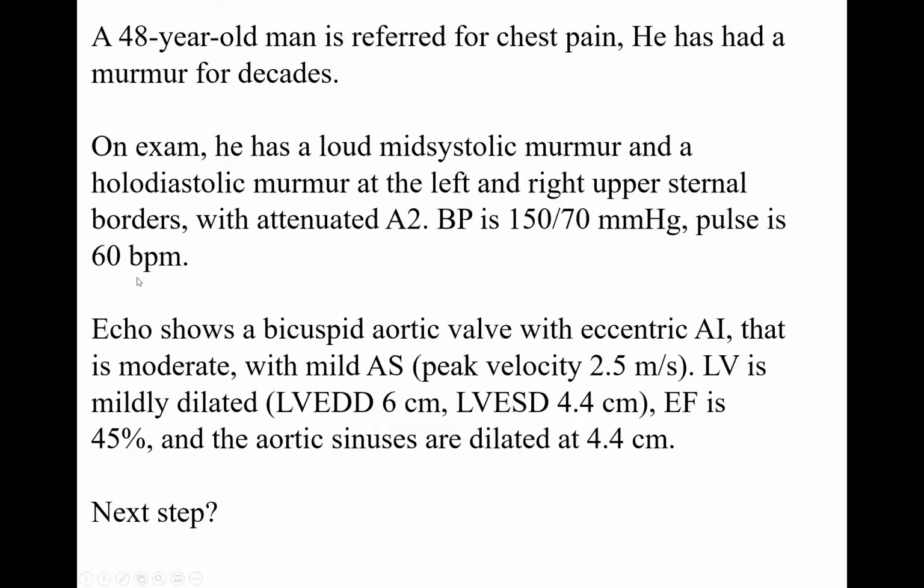Blood pressure is 150/70, pulse is 60. Echo shows a bicuspid aortic valve with eccentric AI that is read as moderate with mild AS. LV is mildly dilated, EF is 45%, and the aortic sinuses are dilated at 4.4 centimeters. So what is the next step here?